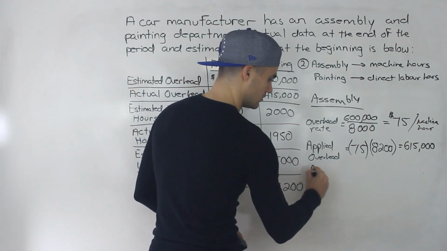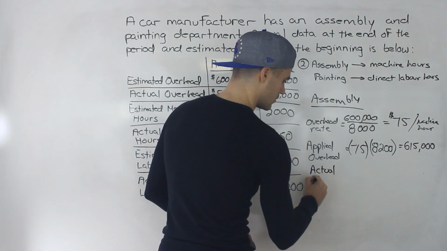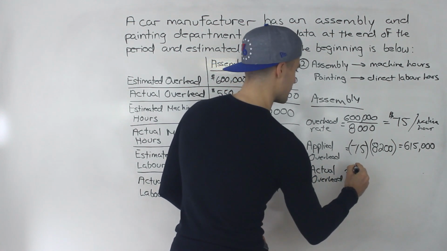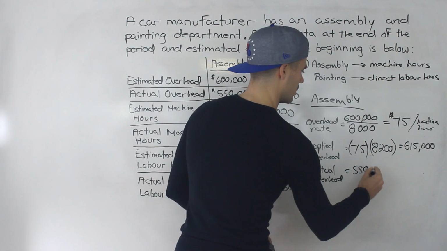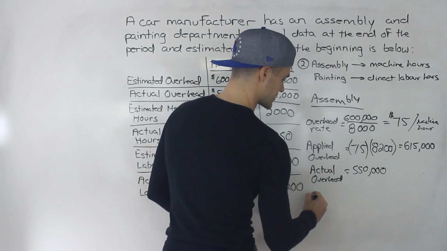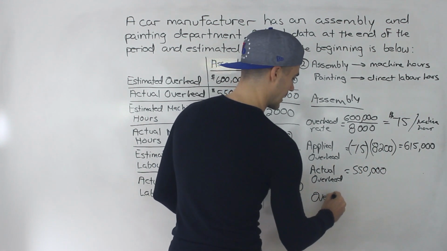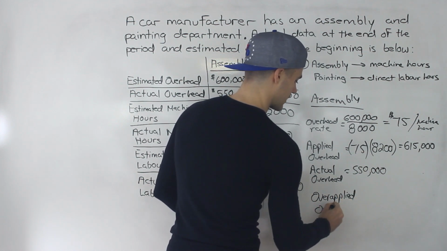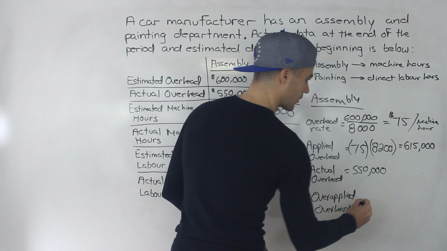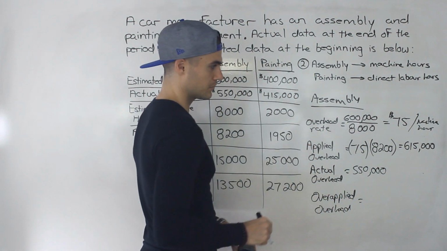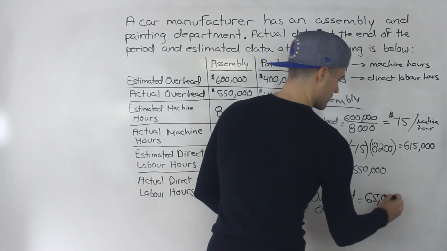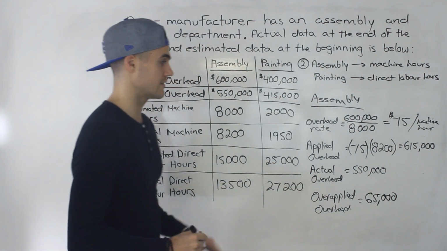So the actual overhead is 550 for the assembly department. And so again, we over applied the overhead. Now remember, this is for the assembly department only. We over applied it by what? 65,000. Because the applied was greater than the actual.